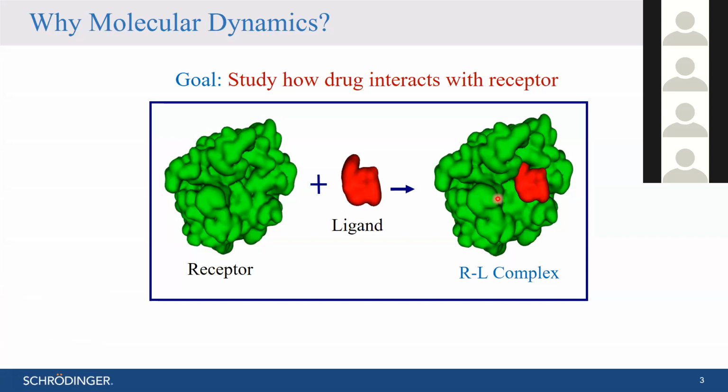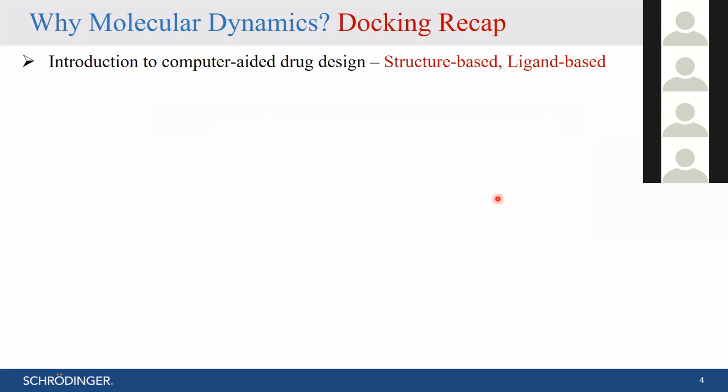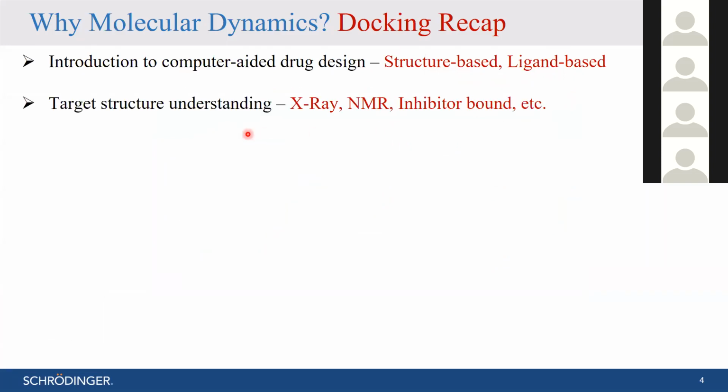For that purpose, last week we looked at so many different topics, from introduction to computational drug design, where we looked at structure-based drug design methods. We just introduced ligand-based drug design methods, and we'll go into details of ligand-based methods tomorrow. We also looked at target structure understanding. How do you select a structure from X-ray? How do you select a structure using NMR, or if the structure is inhibitor bound? We looked at all of these things last week.